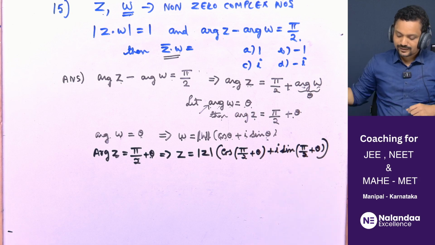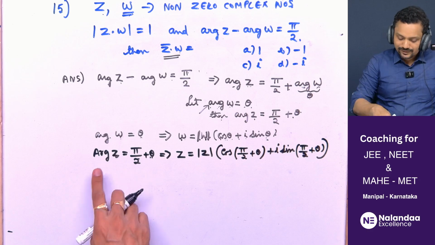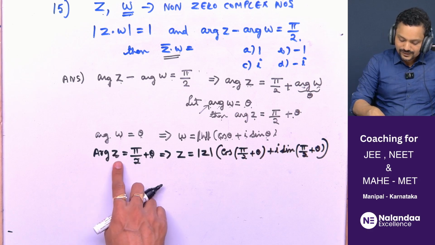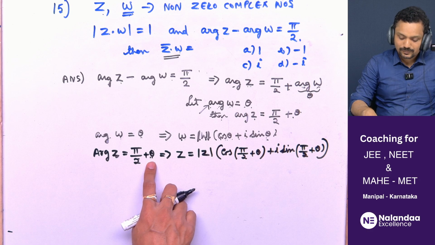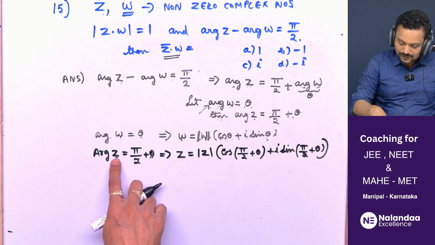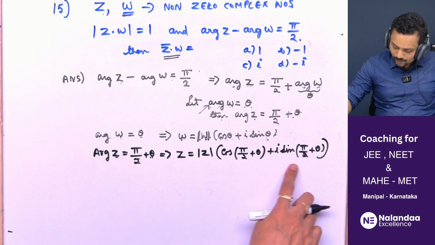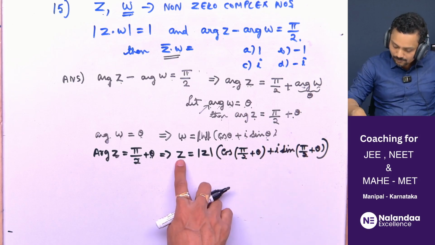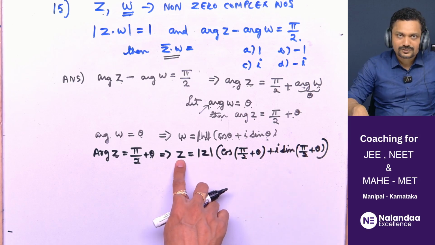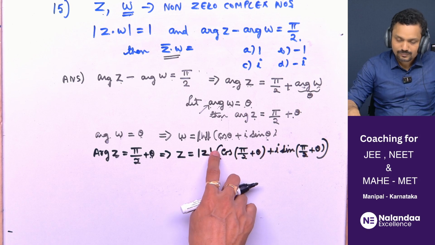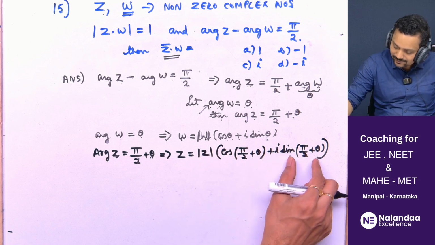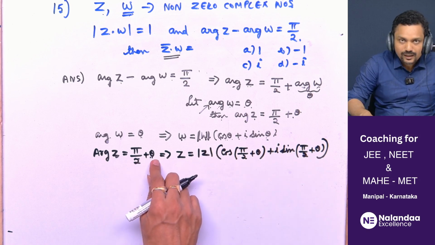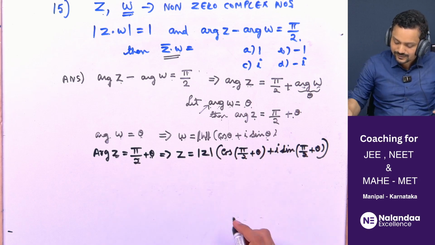I hope this point is clear. When I say argument of z is pi by 2 plus theta, that complex number z will have a polar form, and in that polar form this term will be the modulus, because this is r, and the angle within will be equal to the argument, that is pi by 2 plus theta.